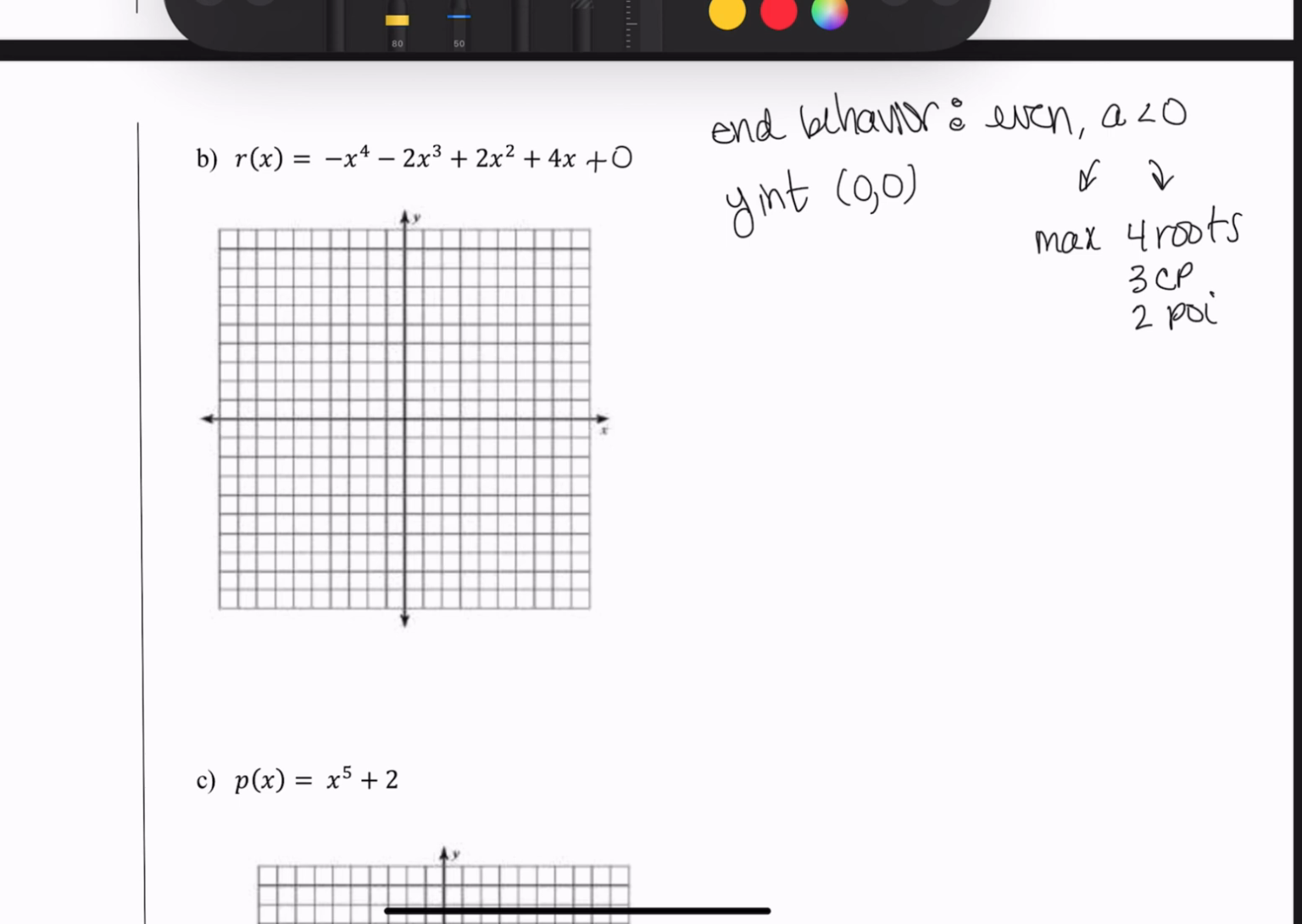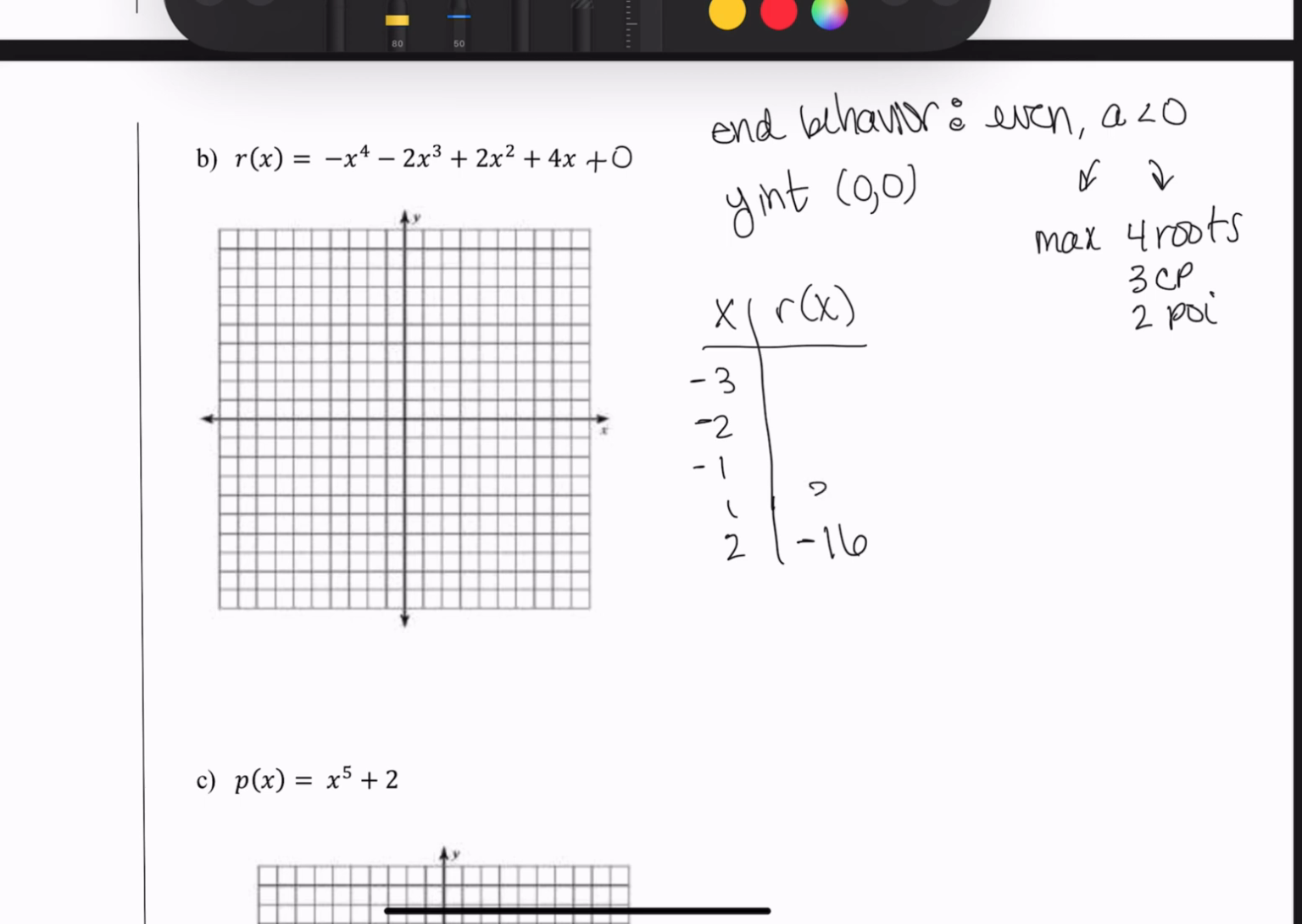Now, once again, I went through and I made an input-output table. Called this one R of x. And I put in -3, -2, -1. I didn't have to put 0 in because I already did that. 1 and then 2. I got to 2 and I realized, hey, 2 is going to -16. That's already off my graph, so I stopped there.